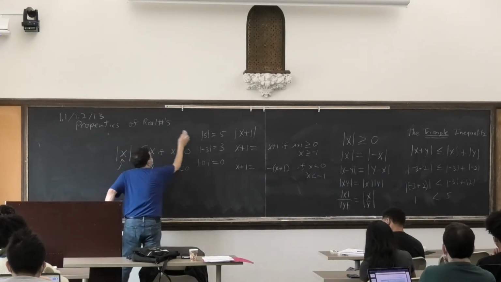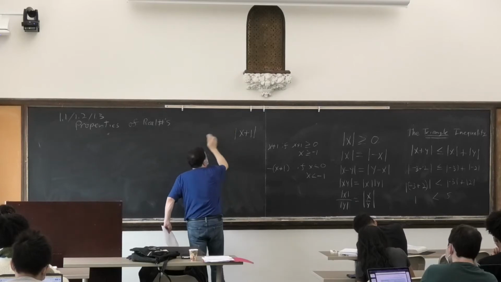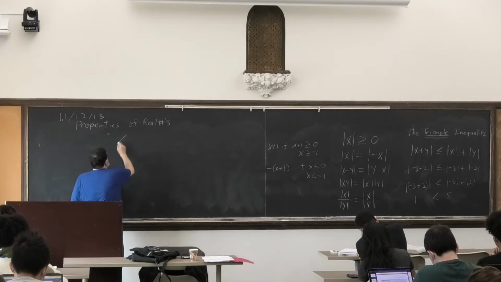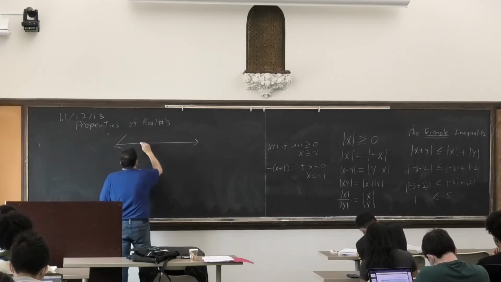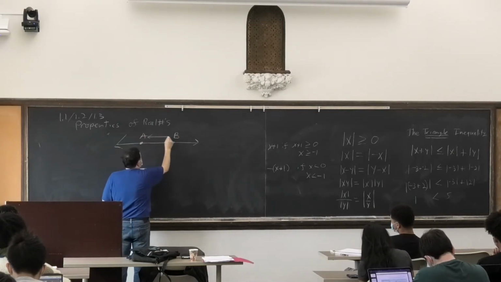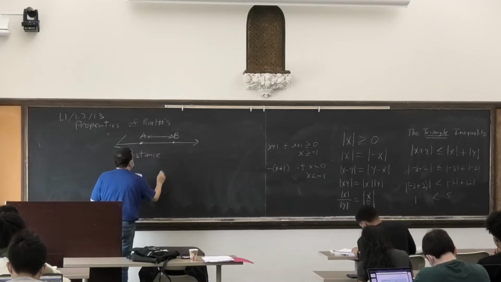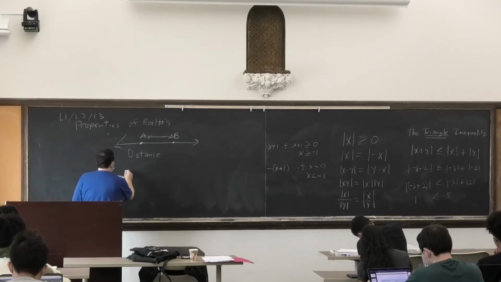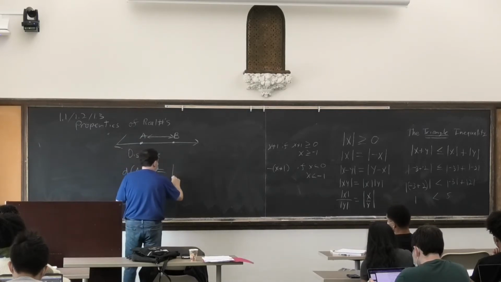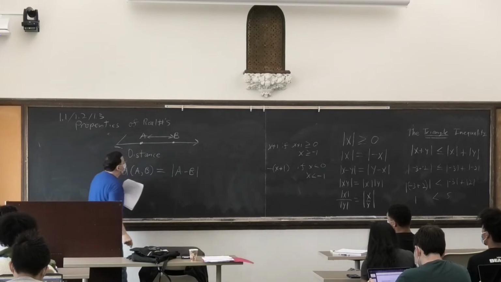And the last related information here is I have a line. I have 2 points on the line, A and B. And I want to know the distance between them. Call that D of AB. That's going to be equal to the absolute value of A minus B. Or B minus A, right?